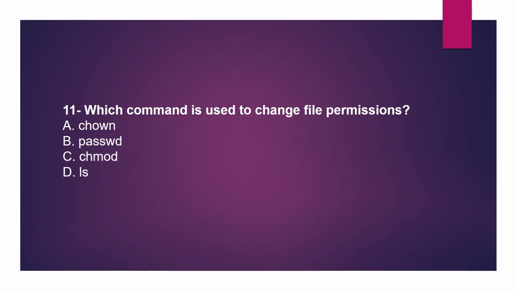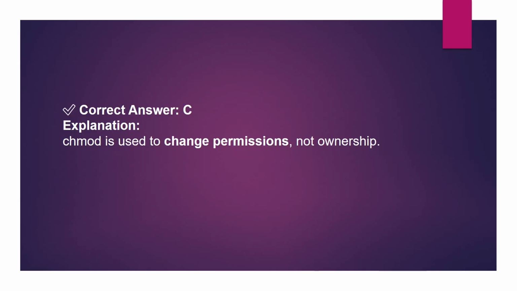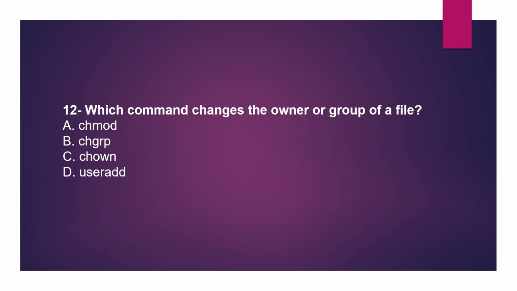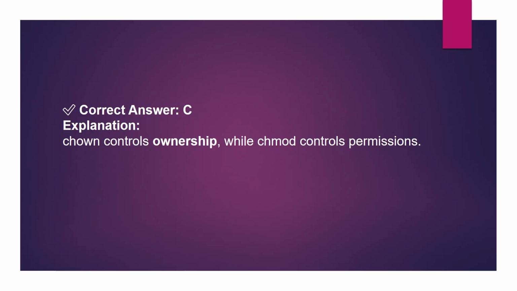Number 11. Which command is used to change file permission? Correct answer is C. chmod is used to change permission, not ownership. Number 12. Which command changes the owner or group of a file? Correct answer is C. chown controls ownership, while chmod controls permissions.